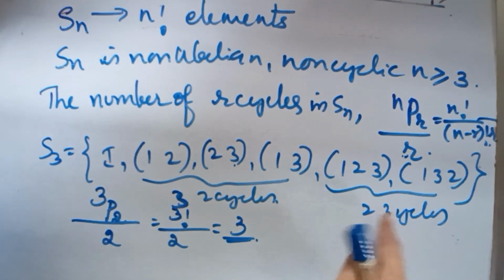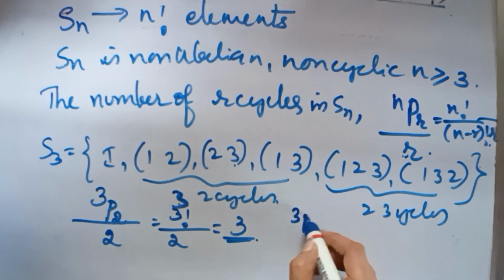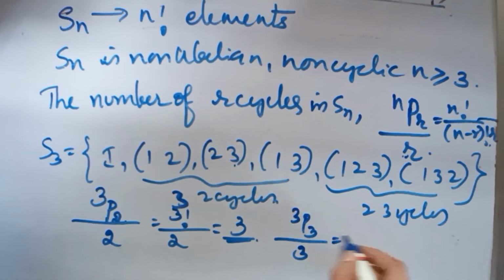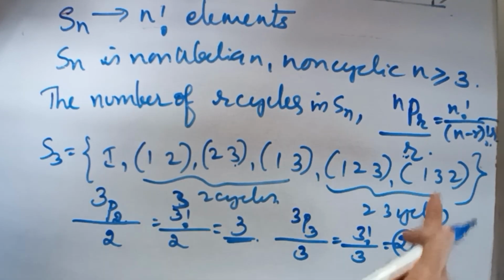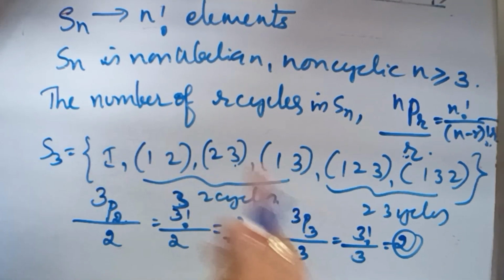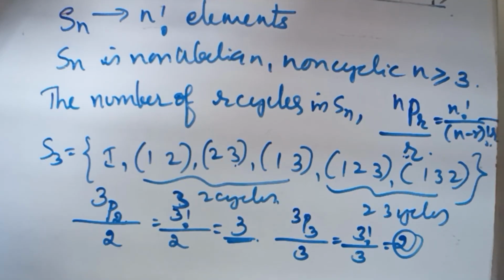Similarly, the number of 3-cycles, cycles of length 3, is 3P3 divided by 3. 3P3 is 3 factorial, divided by 3, and the 3s cancel, leaving 2. So you got two 3-cycles. As per the formula also, you get the same. So the number of r-cycles in Sn is given by nPr divided by r.